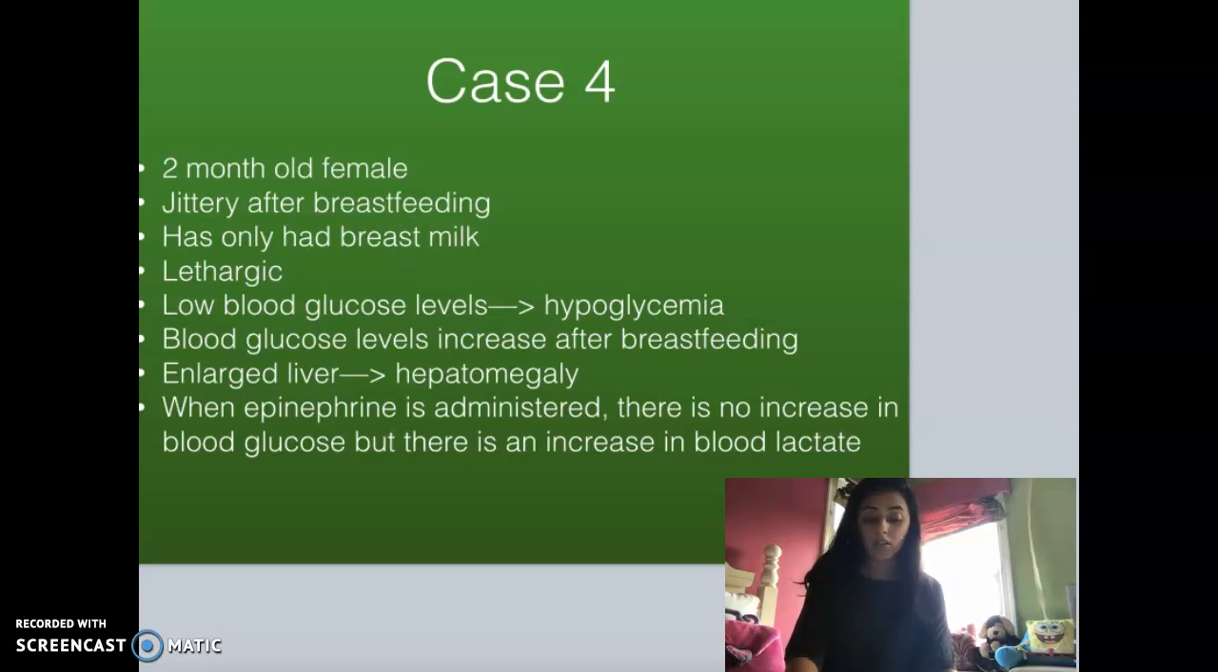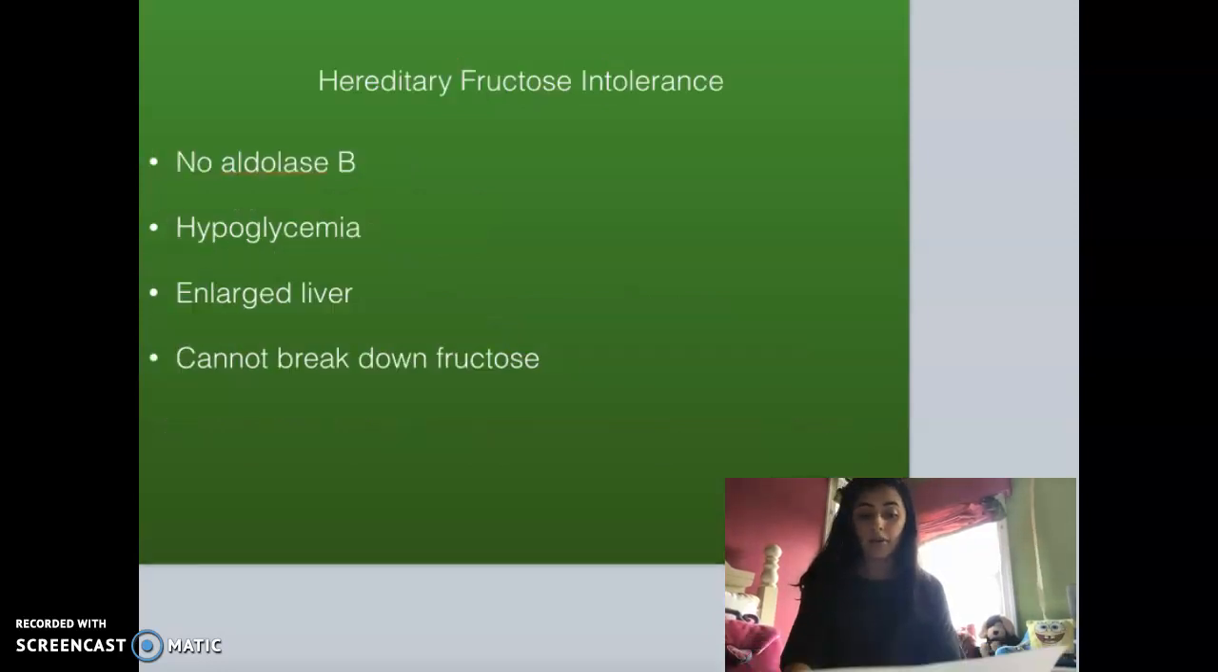Hereditary fructose intolerance is the result of no aldolase B. Aldolase B cleaves fructose 1-phosphate in both the pentose phosphate pathway and glycolysis. Although some of the symptoms, such as low blood glucose levels and enlarged liver, are consistent with this patient, this disease prevents the breakdown of fructose, and the baby, in this stage of her life, has only been exposed to breast milk, which contains lactose. This disease is therefore most likely not what the baby is experiencing because it relates so much to fructose, which is not even in the baby's diet.